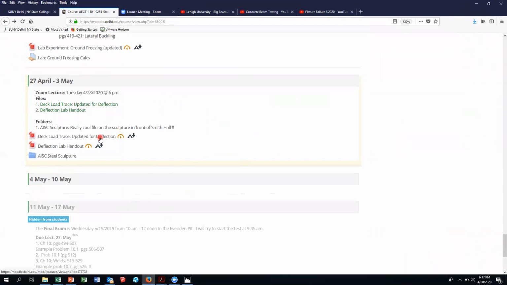So by tonight, there'll be a Dropbox for the deck load deflection. We'll talk about the deflection lab on Friday, and then we'll do some introductory stuff on column analysis on Friday and then all of next week. So that's the end of this.